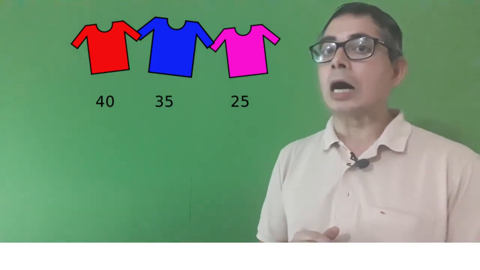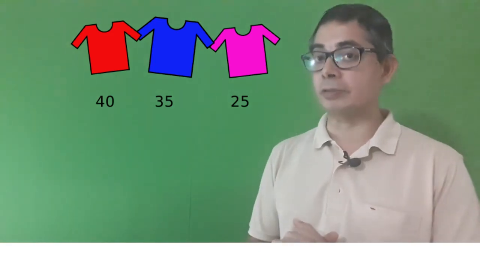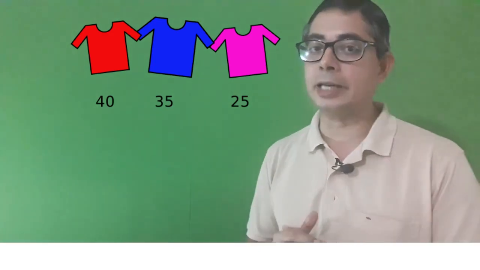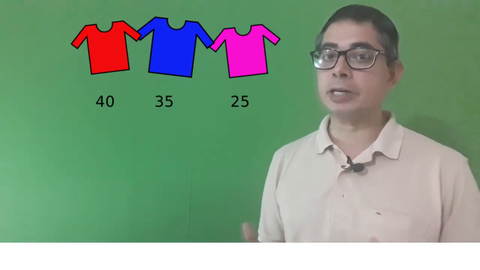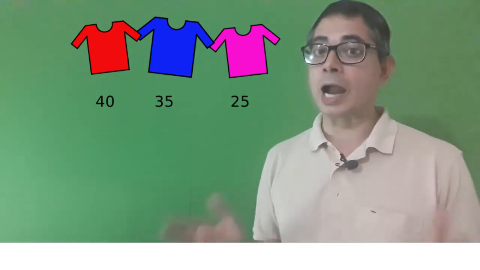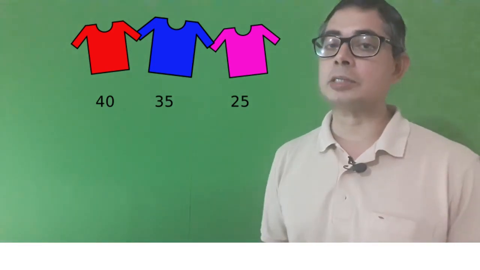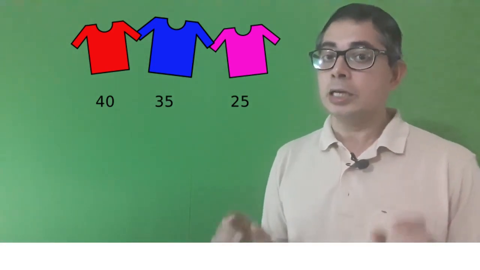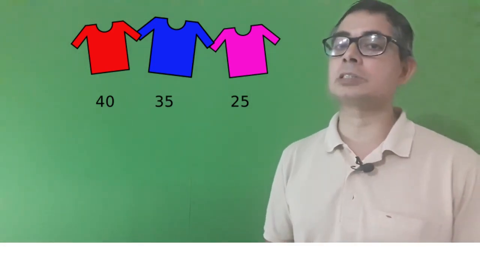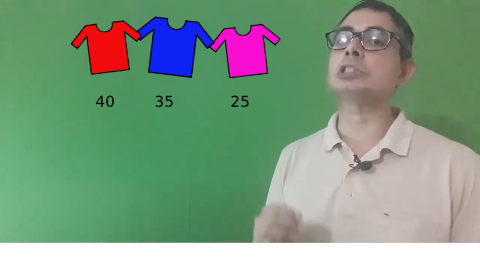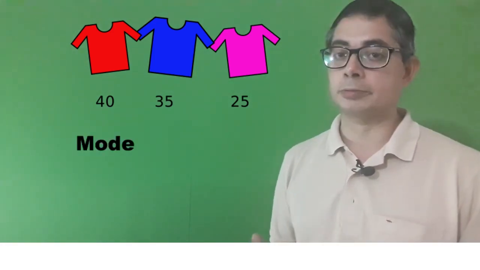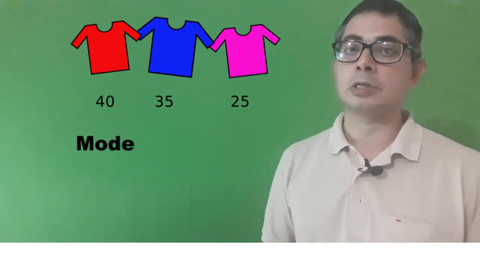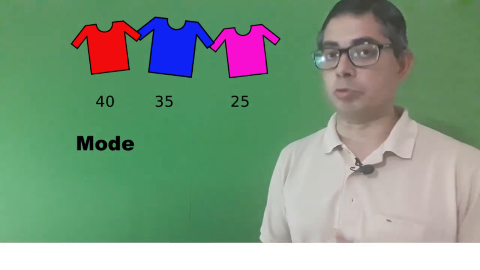Now notice how the categorical nature of the variable, that is color of the dress, played a role here. One either gets one's favorite color or not. Either of the other two colors is equally bad. In such a case, the best representative value is the one which occurs the maximum number of times. This value is called the mode. Thus, here red is the mode.